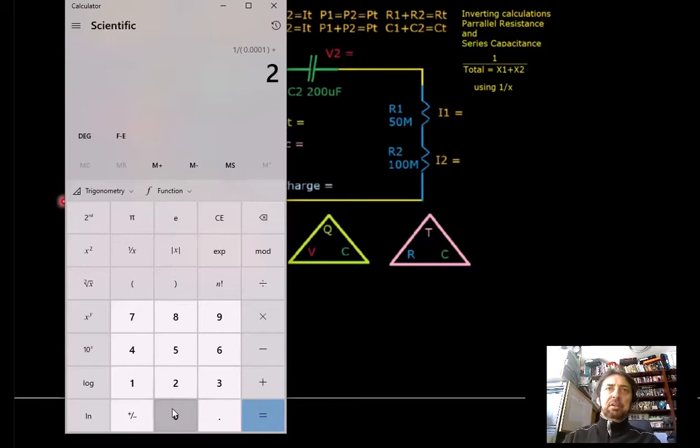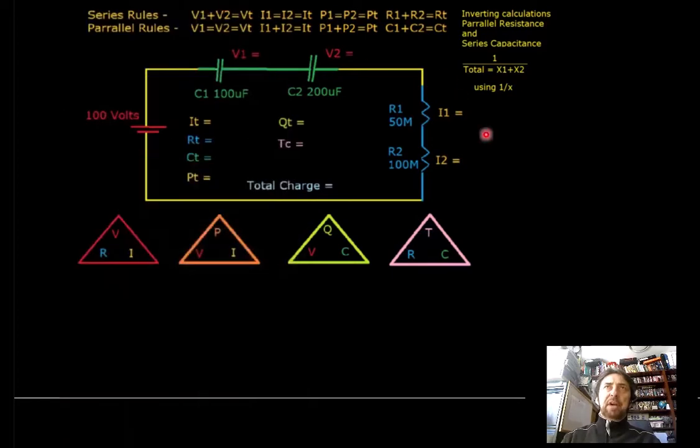So again, 200, exponential minus 6 is in the micro range, and then 1x. Once we end up with this number of 15,000, we hit the 1x key yet again to end up with a total of 6.66 to the minus 5. Now what does all that mean, 6.66 to the minus 5? Well, that's where we have the total amount of capacitors.